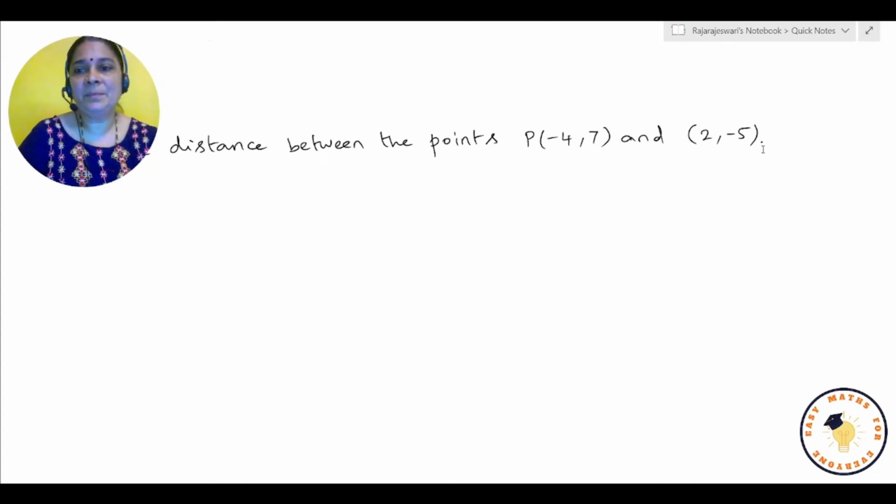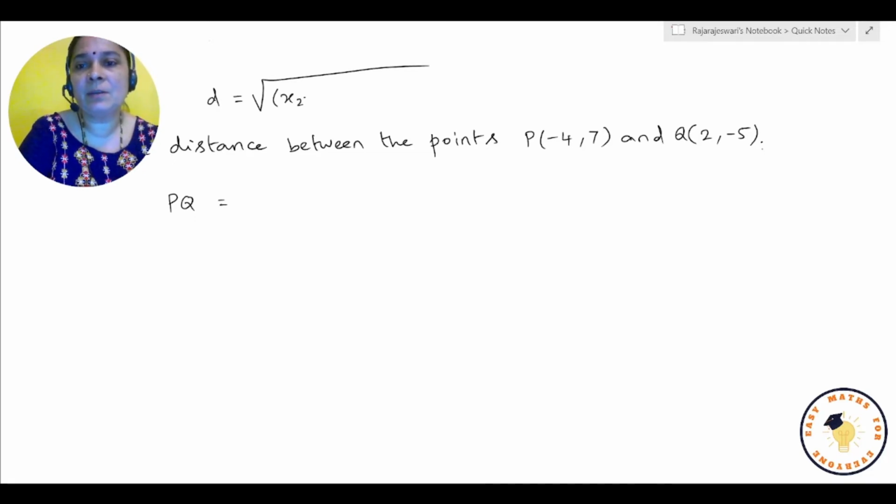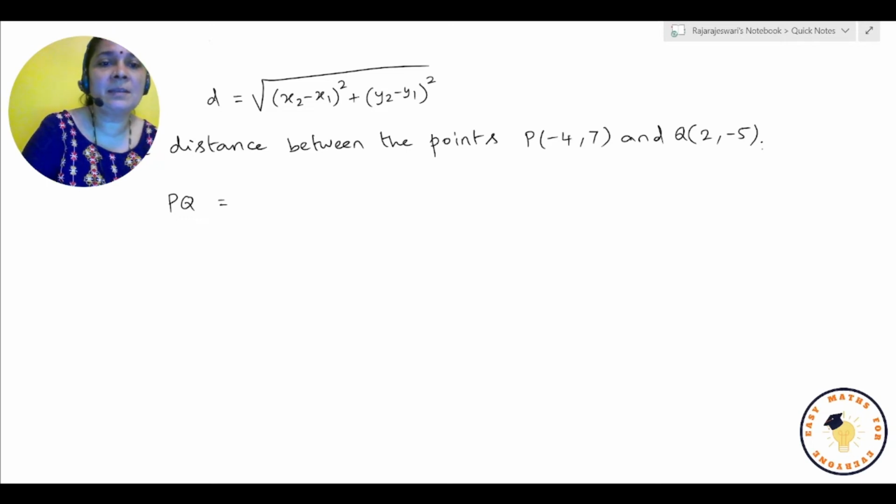Let us take this sum as an example. We would like to find the distance between the points P and Q. So let us call the distance between these 2 points PQ. Then the distance between P and Q can be found using the distance formula, which says D equals the square root of (x2 minus x1) whole square plus (y2 minus y1) whole square. Using this formula, let us name these points x1, y1 and x2, y2. Let us call this point P as x1, y1 and this point Q as x2, y2.